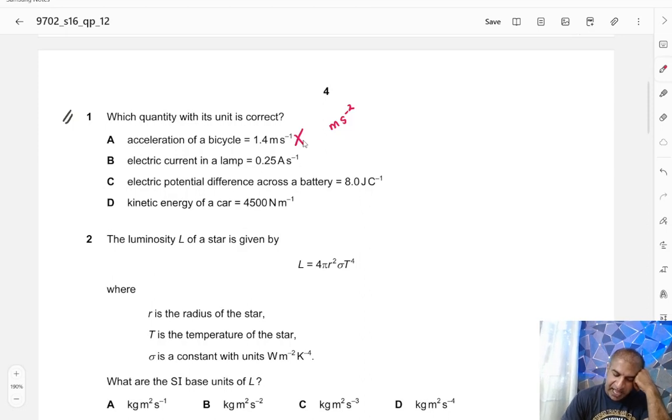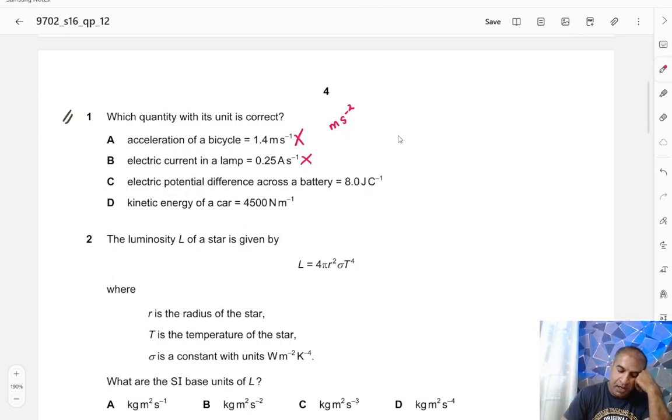Electric current in a lamp is 0.25 ampere per second. That is also wrong because current is supposed to be in amperes, so this is wrong. Electric potential difference across a battery is 8 joules per coulomb.